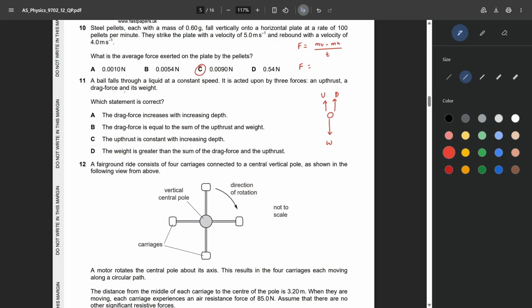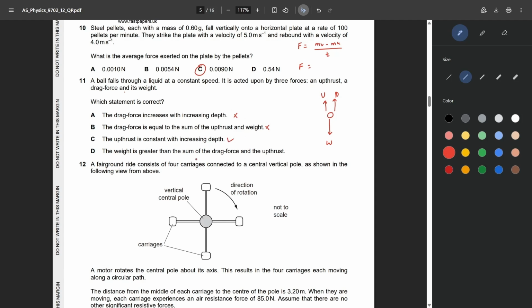No, because drag force depends on the velocity, it does not depend on the depth. The drag force is equal to the sum of the upthrust and the weight. No. Weight is equal to the sum of the upthrust and drag. So both of these are wrong. The upthrust is constant with increasing depth.